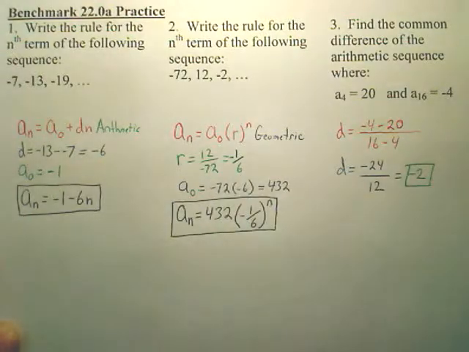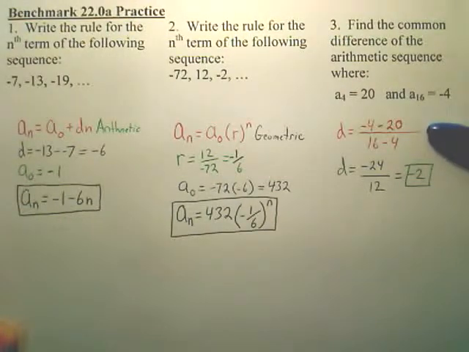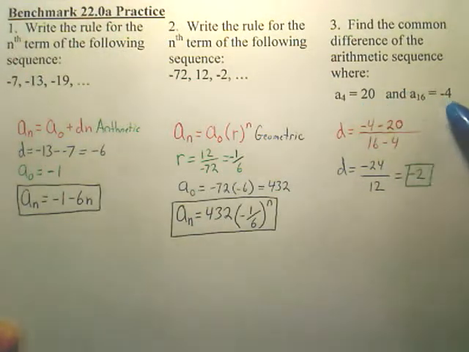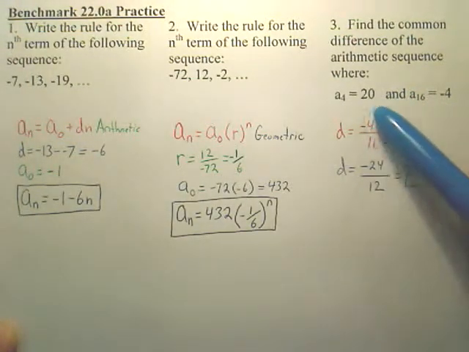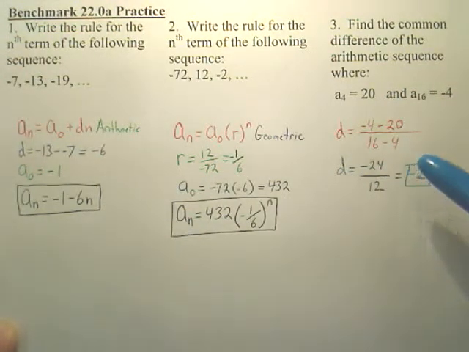Number 3 here, if we want to find the common difference from two random points, here's a logical way of doing it. If the 4th term is 20 and the 16th term is -4, how far is it from 20 to -4? Find the difference or the distance between these. We shrunk by 24 from here to here, which is -24.